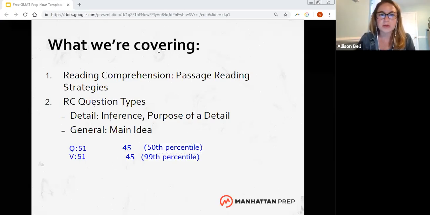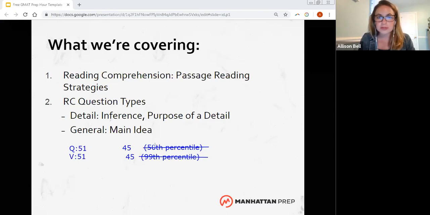And so a lot of people see those scores on their practice tests and they say, ooh, 50th percentile versus 99th. I'm fine with verbal. I need to study quant. But here's the thing. These percentiles are very misleading. First of all, they don't do anything in terms of contributing to your score out of 800. The only thing that contributes to your score out of 800 is this number out of 45.